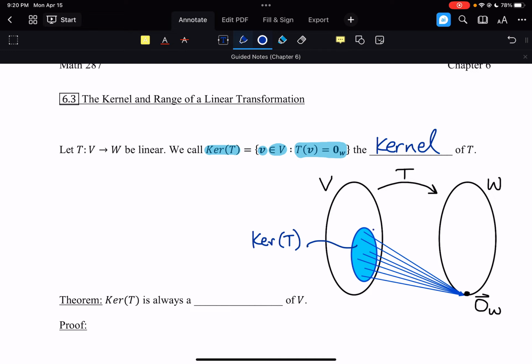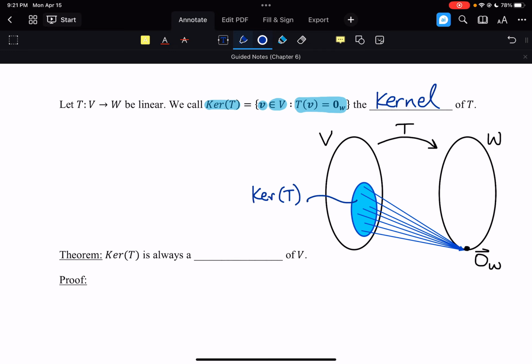Of course, this is not necessarily all of V. If all of V got transformed into zero, that's a whole different, very unique case. But it's just any vectors that get transformed into the zero vector in W. So a theorem for us: because the kernel is a subset of V, we can prove that the kernel is not only a subset of V, but that it is a subspace of V.